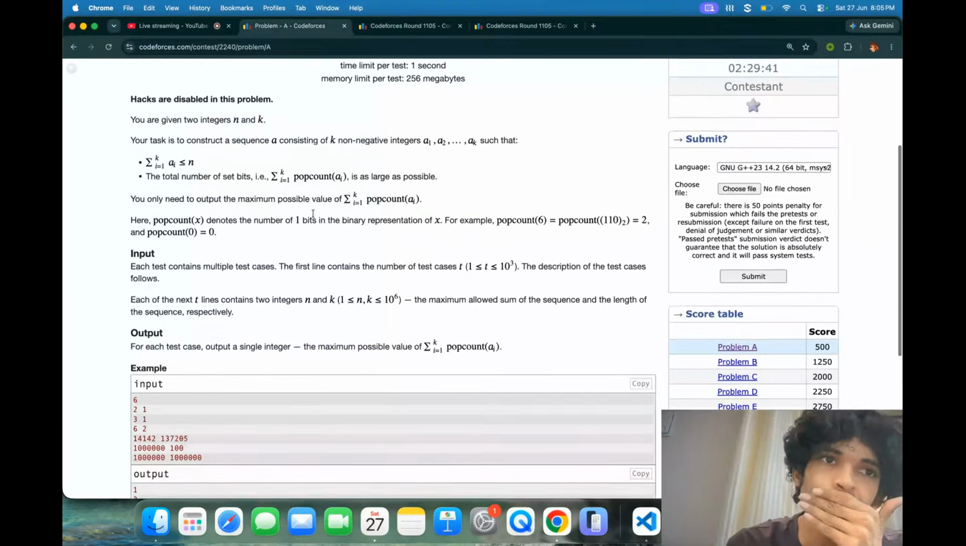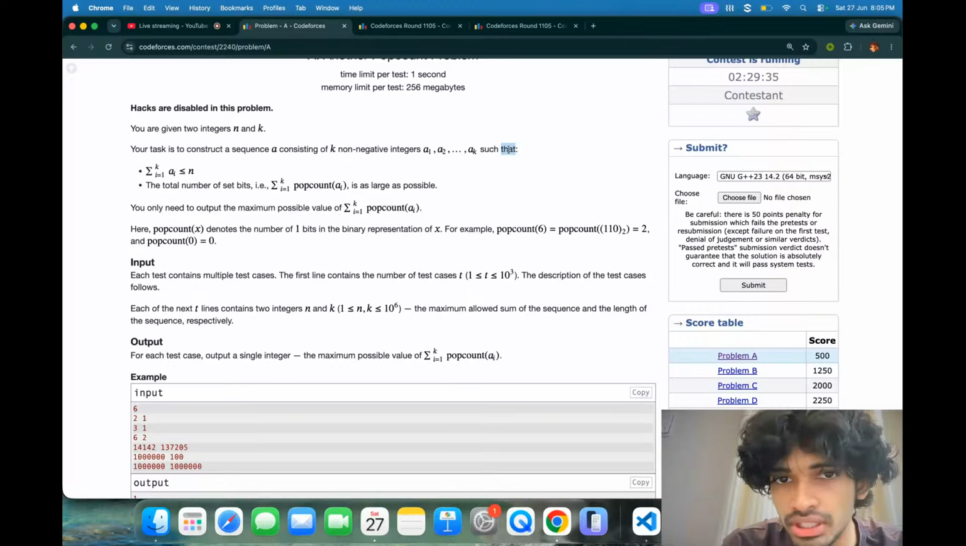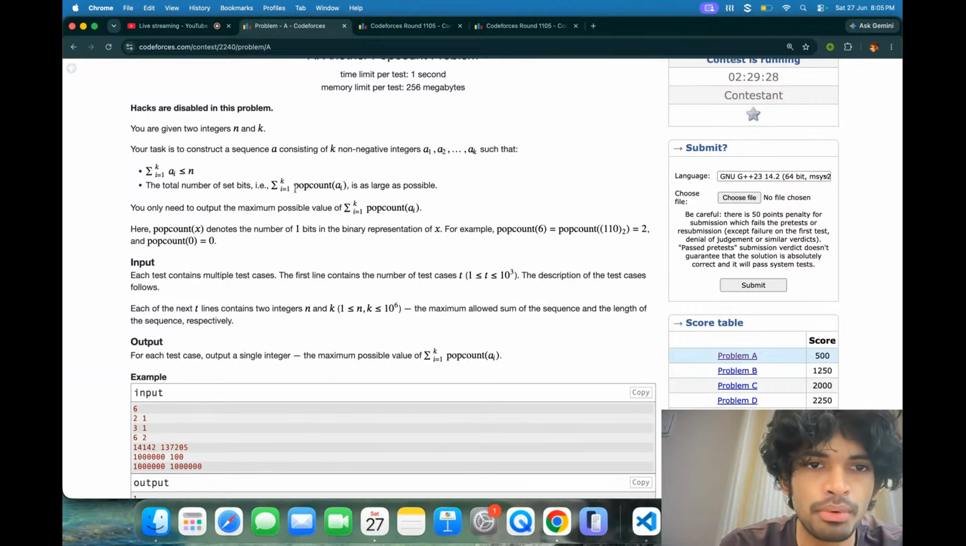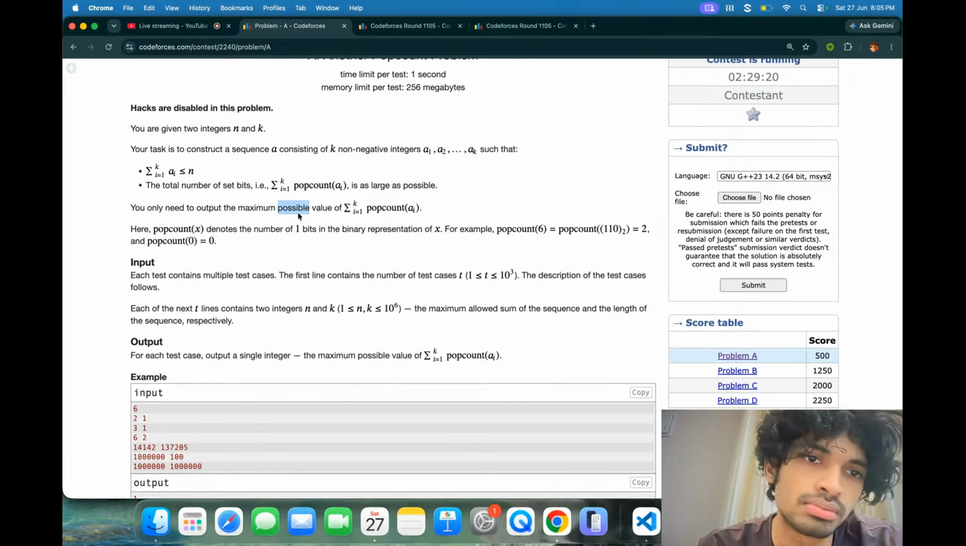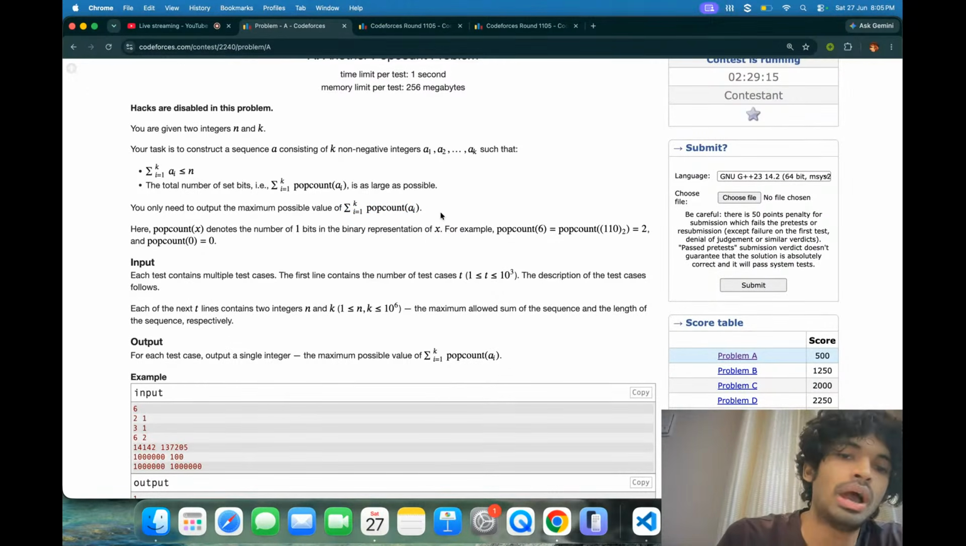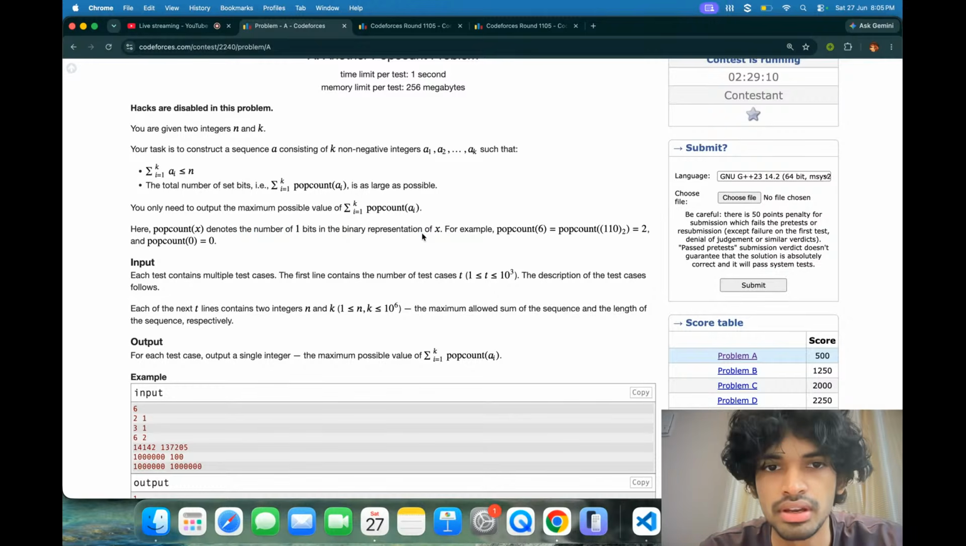Given two integers n and k, the task is to construct a sequence consisting of k non-negative integers such that their sum is less than or equal to n, and the total number of set bits, the sum from 1 to k of pop count of a_i, is as large as possible. What is pop count of a_i? You only need to output the maximum possible value of this. You have n and k, and pop count of x denotes the number of 1 bits in the binary representation of x. For example, pop count of this.